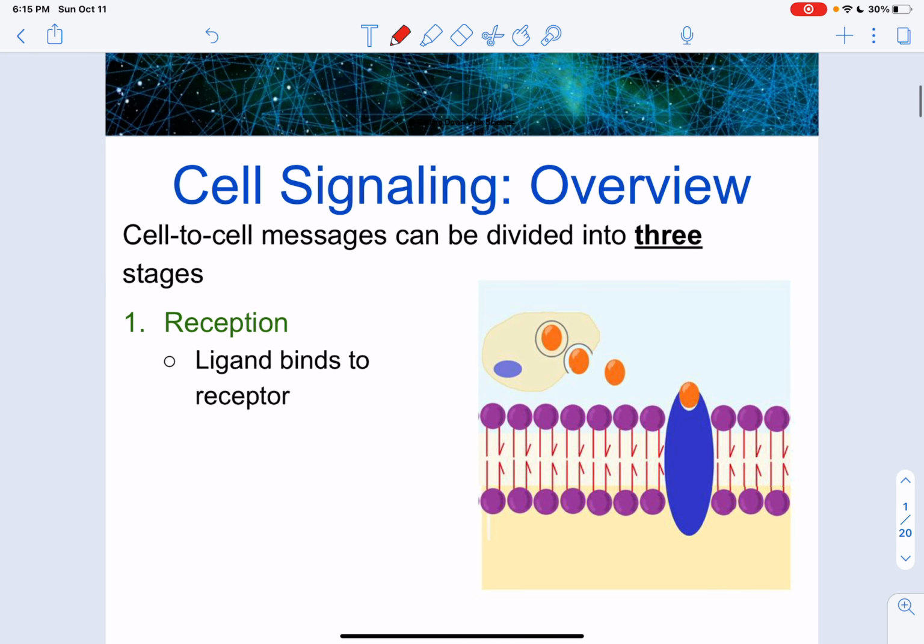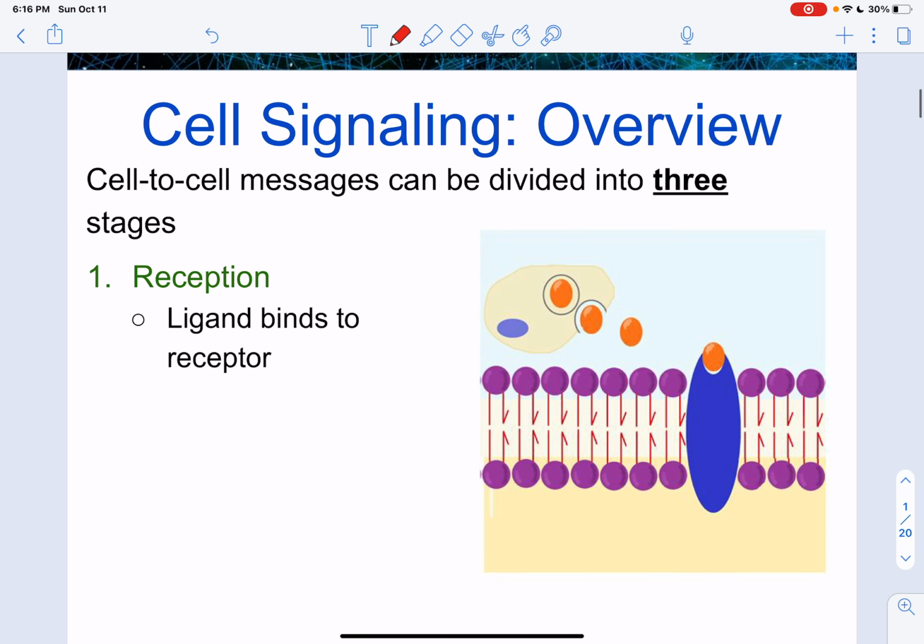And so we're just going to do a brief overview. We'll go over the main points now, and then we'll go into the details a little bit later. There are three main steps that happen in cell signaling and how a cell responds to a message. If you can get these three points down, you are solid for this unit.